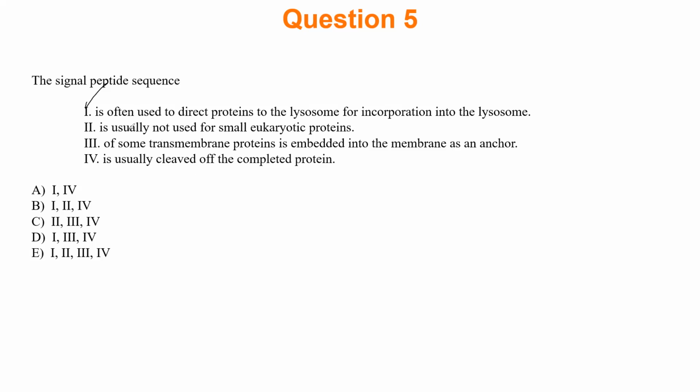And then we have number 2, it's usually not used for small eukaryotic proteins. Well, any protein that is going to the ER, going to the lysosome, needs a signal. So just because it's small, the cell isn't smart enough to know where it should go. It needs that signal. So the correct answer, as the majority of us got there, is D, 1, 3, and 4. Very good.